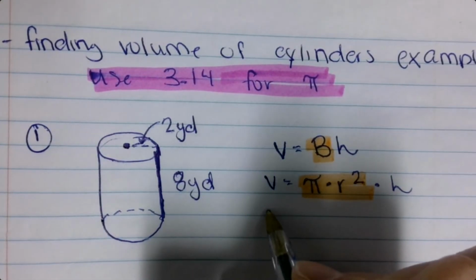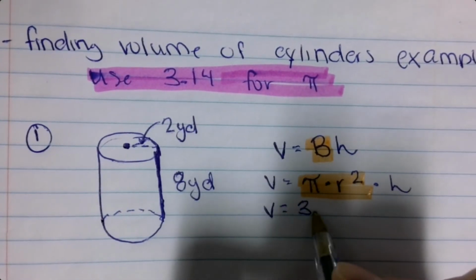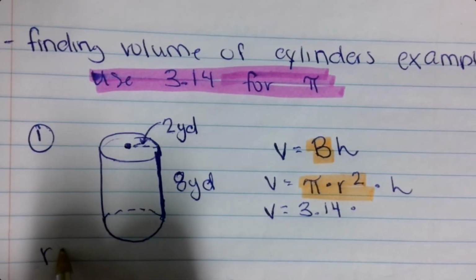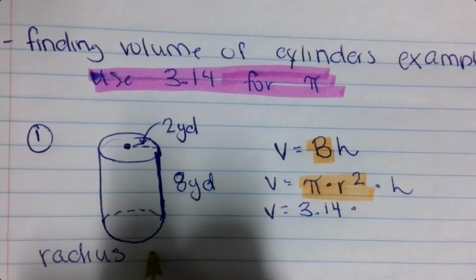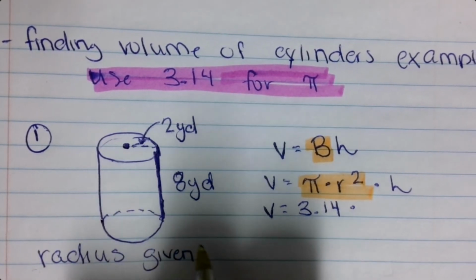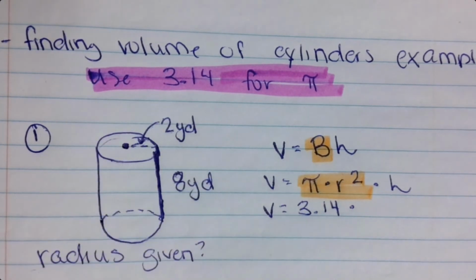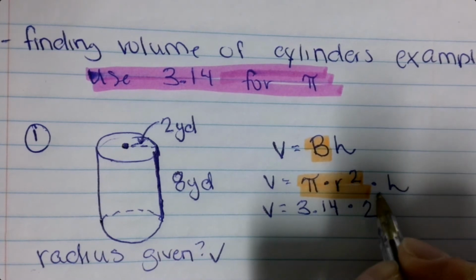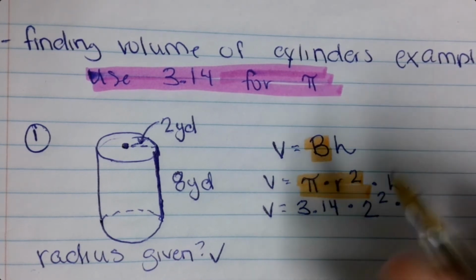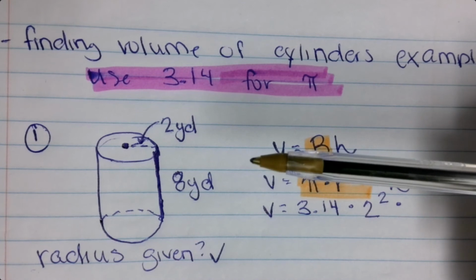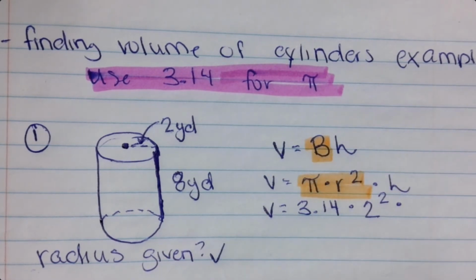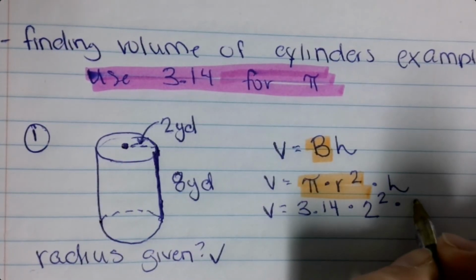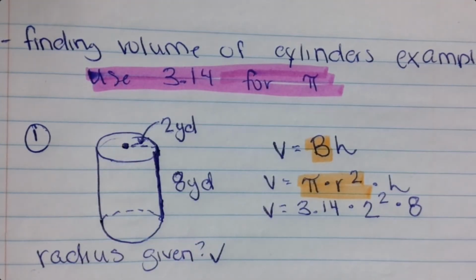All right, so now we're going to plug in values. So for pi, remember we use 3.14. Then we look at it and we think, was the radius given? Did they give us the radius in this picture? They did, so we are good to go. This is going to be times 2 squared. And then I know it's not like what we were given on our picture at first, but this is the height. So we are going to multiply that times 8.